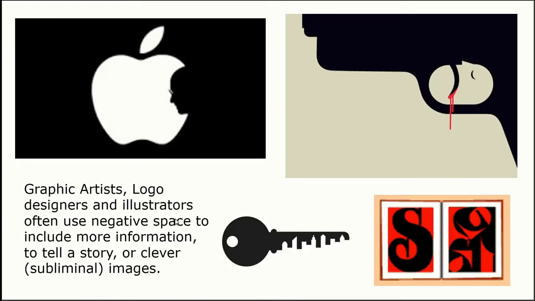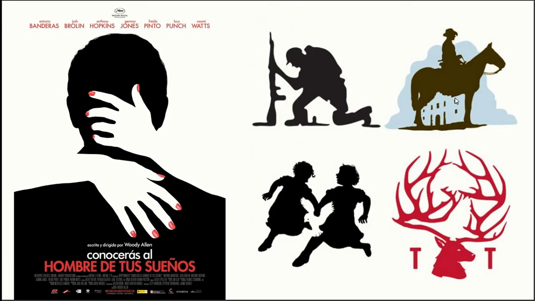Lots of graphic artists or logo designers and illustrators often use the negative space to include more information. Sometimes they like to tell a story. I mean, look at this image here. You definitely feel that there's a dead person dripping blood from a gun. And we don't have to have the whole gun there to actually understand that. The negative space is also telling us that story. So a lot of artists use this in a way to punch up information in simple images. It's a good way to do t-shirt designs as well.